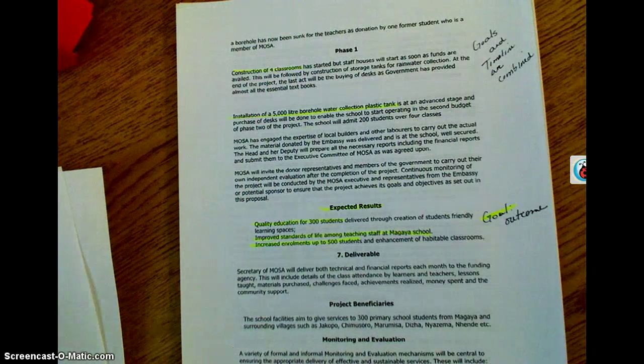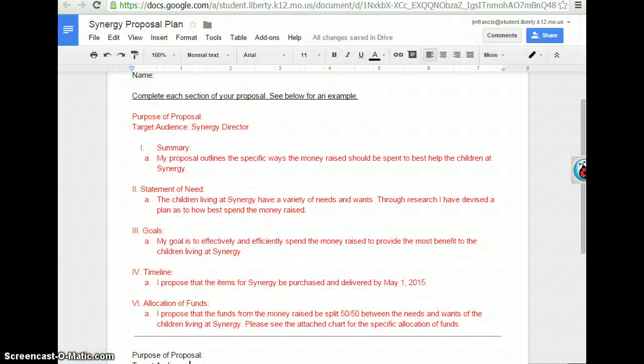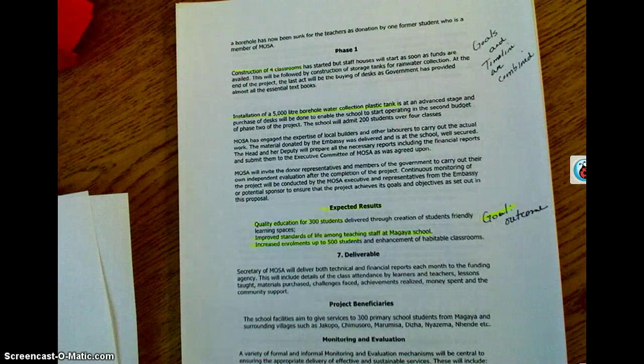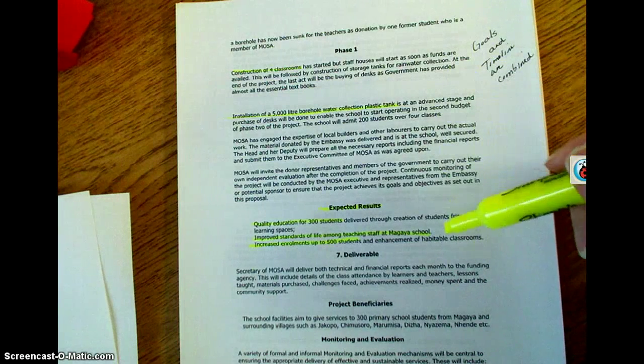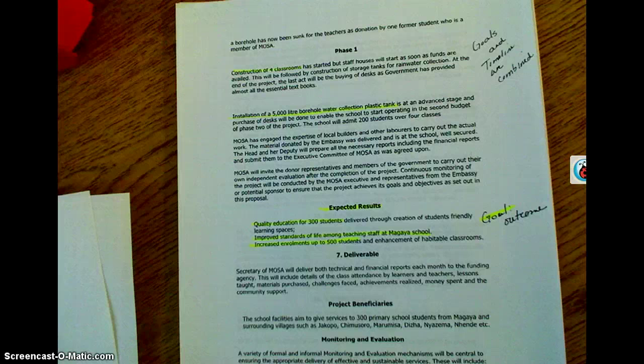Okay? So again, on your proposal plan, your next step, so I'll flip back one more time so you can see it. Step 3 is to identify the goals. Okay? Now, in the sample plan that we're looking at, the sample proposal, they have already identified their timeline within their phases and within their goals. But this would be something that you would need to identify.